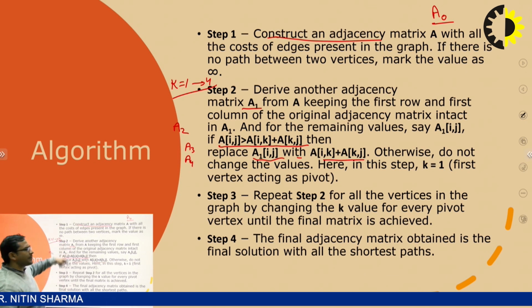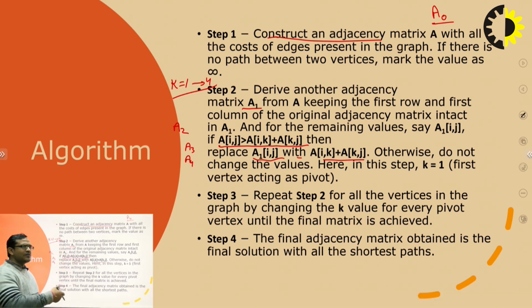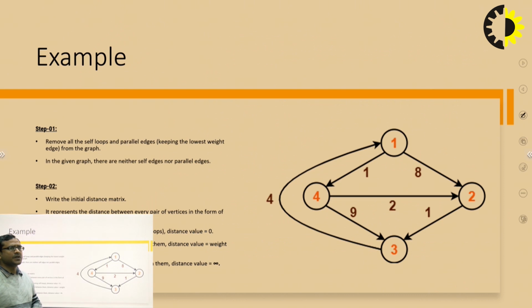So this is basically repeated until all the vertices have been considered as pivot elements. The final adjacency matrix obtained is the final solution with all the shortest paths. That means the A4 matrix has the solution with all the shortest paths. This is basically the algorithm. We are going to apply the steps one by one, so let's understand it with an example.